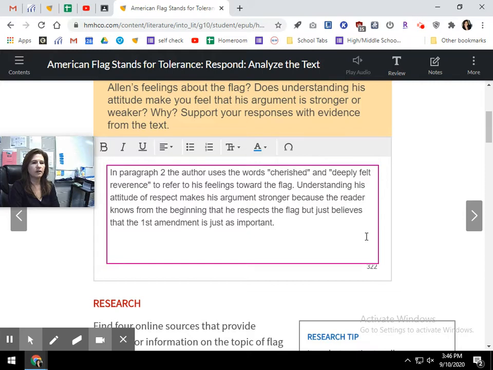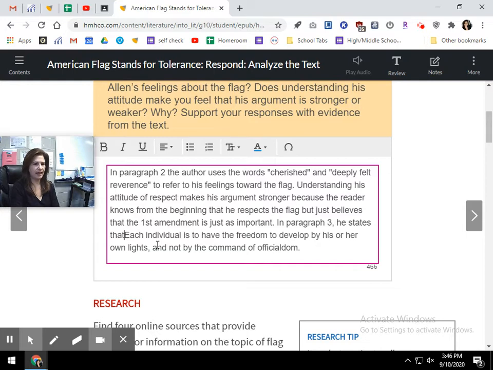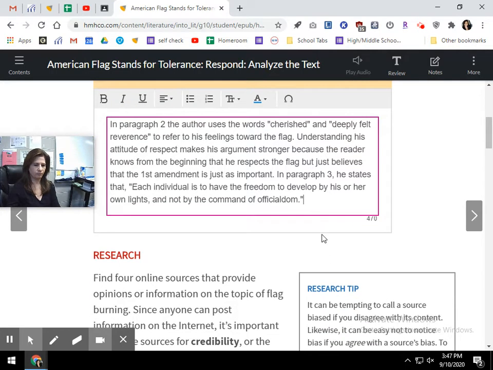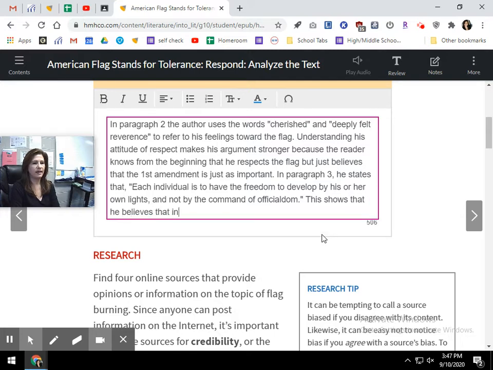So I'm going to say in paragraph 3, he states that, and then I'm going to paste it. I like to do Control V. He states that, comma, each individual, we got to do quotation marks, is to have the freedom to develop by his or her own lights, like their own conscience, and not by the command of officialdom. Okay? And then when you use a quote, you have to really show how it relates to your answer. This shows that he believes that individual rights are extremely important.